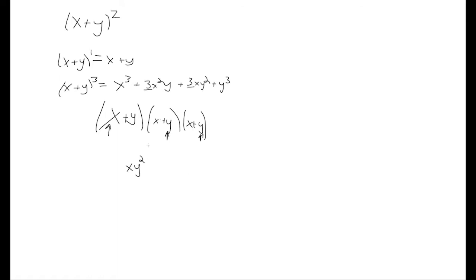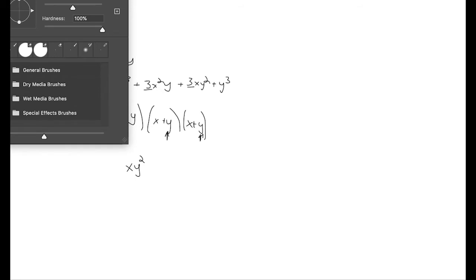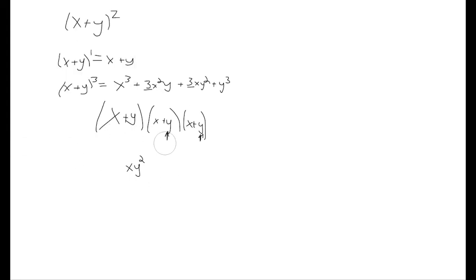Now, there are a certain number of ways that x's and y's can be chosen from these three factors. For example, maybe this first one isn't an x. Maybe it's a y that's chosen from the first factor, then an x from the second factor, and then a y from the last factor. That will also produce an xy squared, but in a different way. So when we're multiplying these together, all possible combinations of x's and y's will be multiplied together. Okay, it will happen.